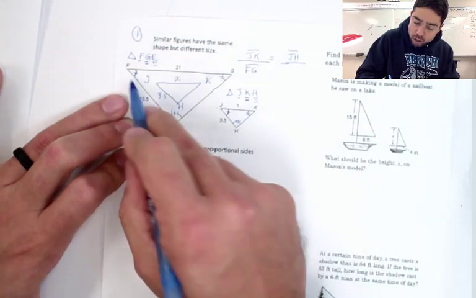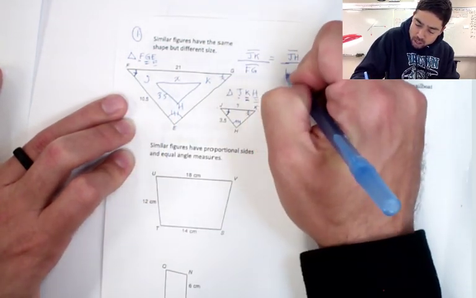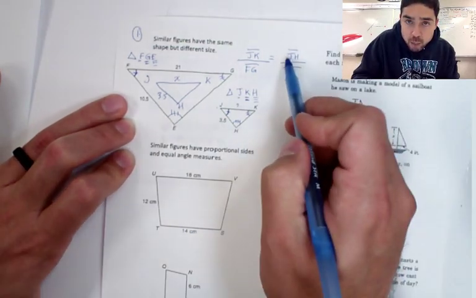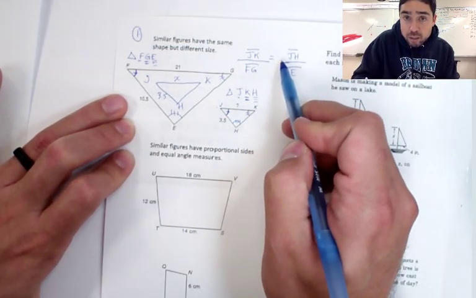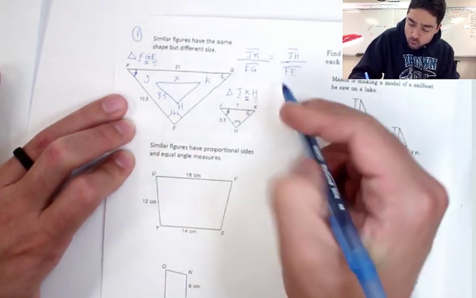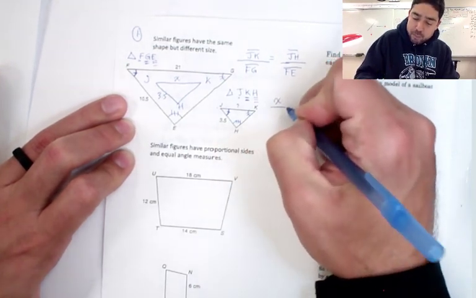And then for the larger triangle, FE. Okay, so this is essentially how we're going to set up our proportion. In just a moment, we'll put the numbers in and then we'll solve the proportion. So JK was our unknown. We're going to put an X for the JK.